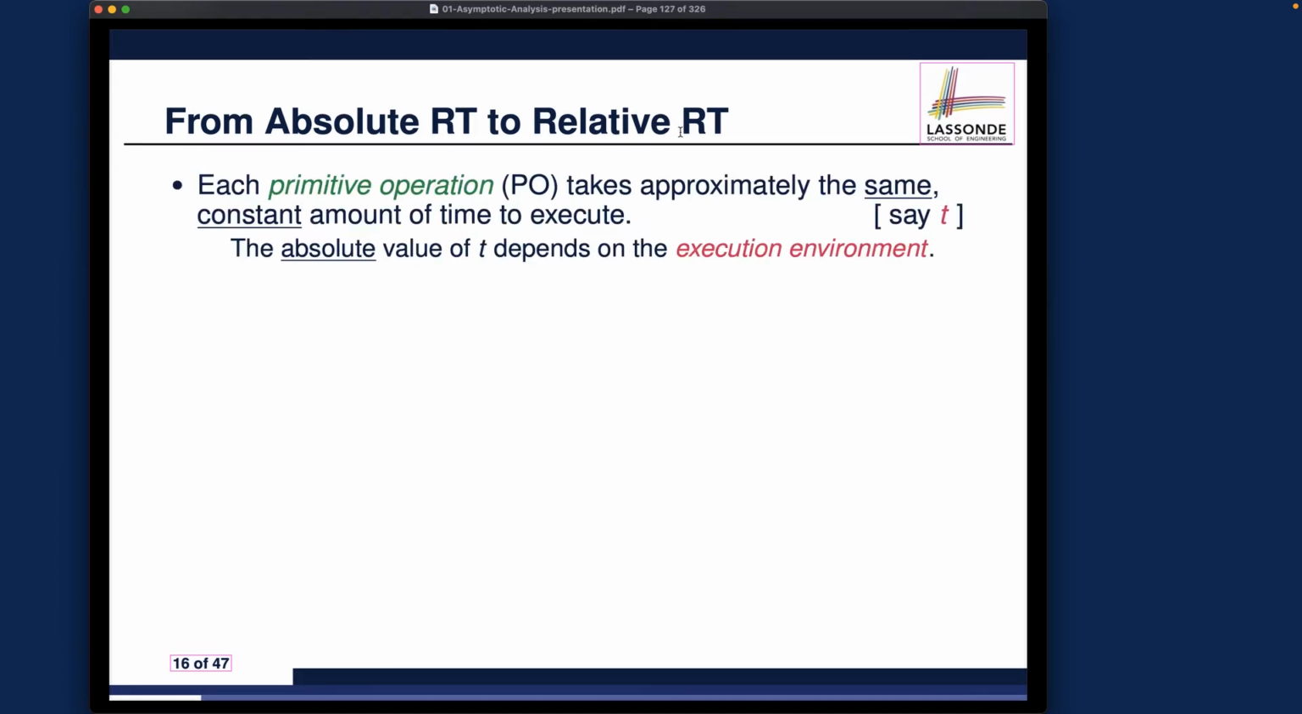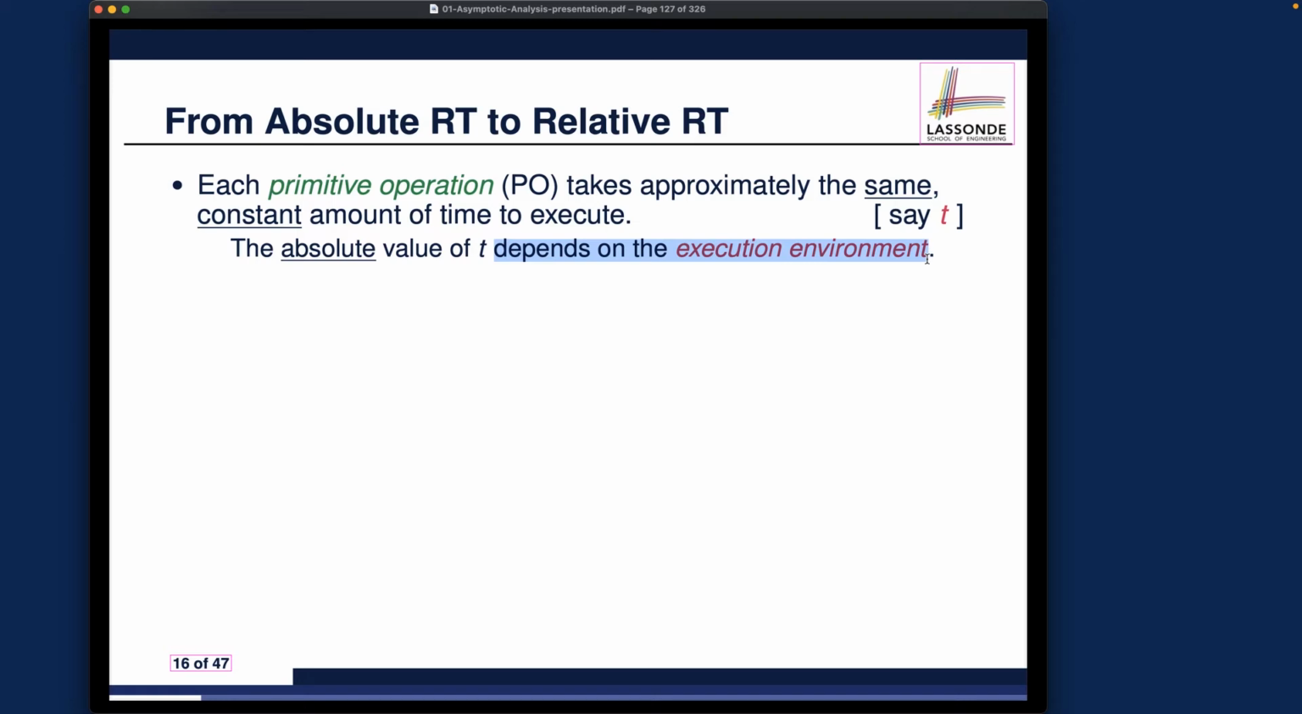Each primitive operation takes approximately the same constant amount of time to execute from one physical platform to another, but the exact time, the absolute value, might be different. It really depends on the execution environment, such as the operating system, and maybe the CPU load and other factors as well. Those factors should not be part of our concern about the algorithm design itself. So it would be very nice if we can factor out those physical factors.